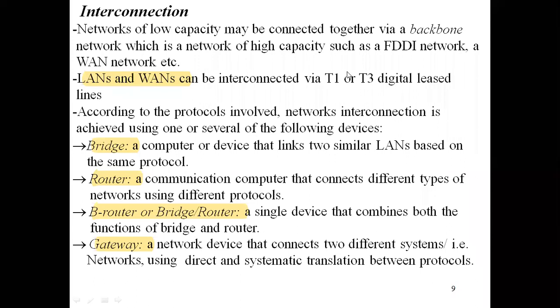Next is the gateway, the network device that connects two different systems, that is networks, using direct and systematic translation between the protocols. Now this is a high level device that connects two different networks. Okay, as we talk about the LDRP, the LDRP has its own network, but it doesn't go out of the network. So what happens over here? The data roams around the LDRP like an intranet.